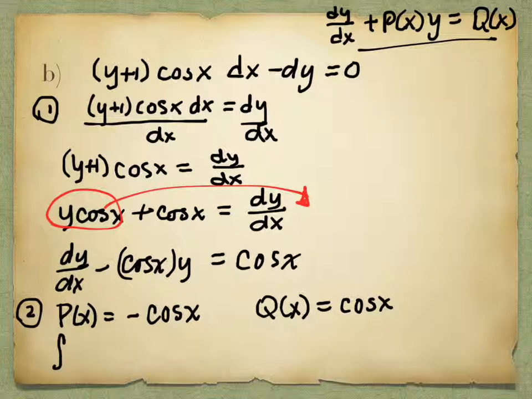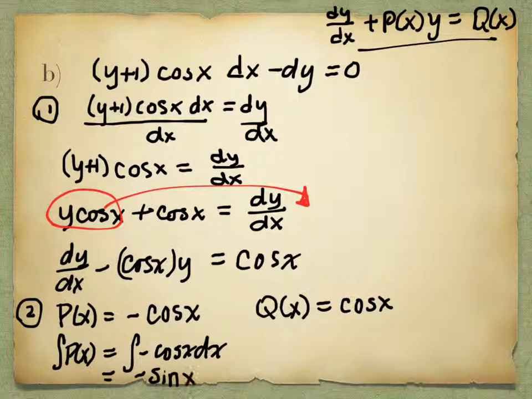Yeah, I'm supposed to integrate p of x. So I need to integrate the negative cosine of x dx. So what is the integral of negative cosine of x dx? It's negative sine of x. Okay, is everybody good with that?